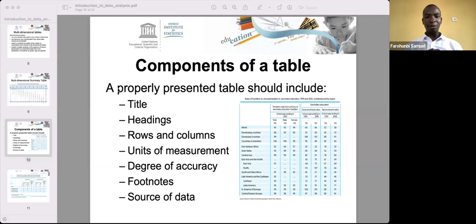So your table must have a proper title, it must have a proper heading, it must have rows and columns, it must have the unit of measurement. If you are putting in months, or you are putting in percentages, for example, you must put the unit of measurement in percentage there. Then you have a footnote and possibly your source of data. So it's very, very important.